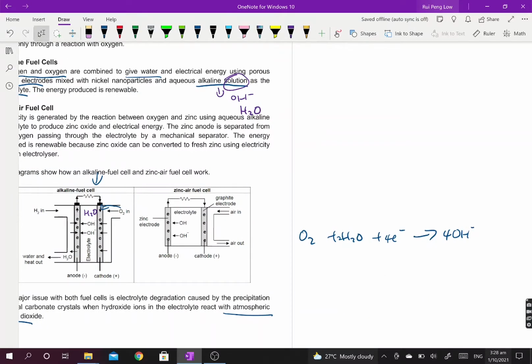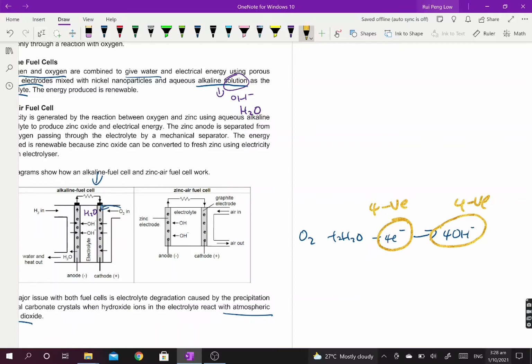Because of this idea called conservation of charge. That means on my left hand side, I have 4 negative. Hence, on my right hand side, I must also have 4 negative. Both sides have the same charge: 4 negative on the left, 4 negative on the right. So even conservation of mass is in place.